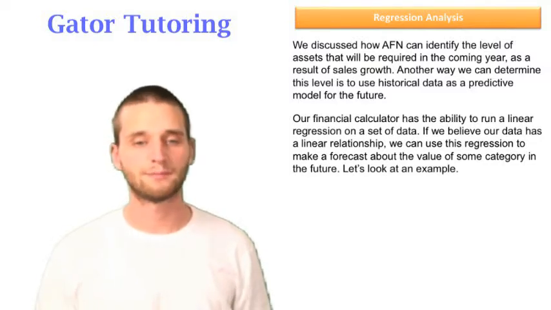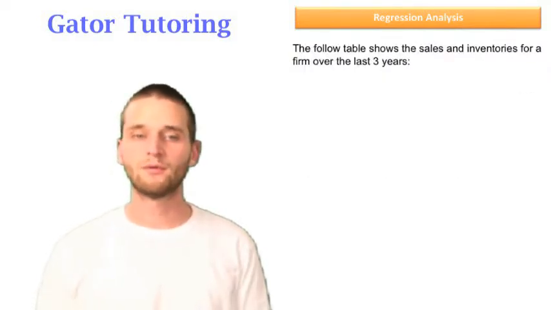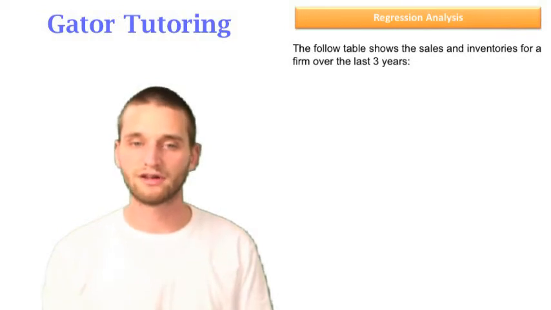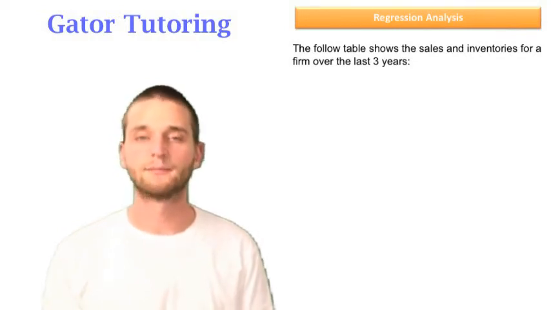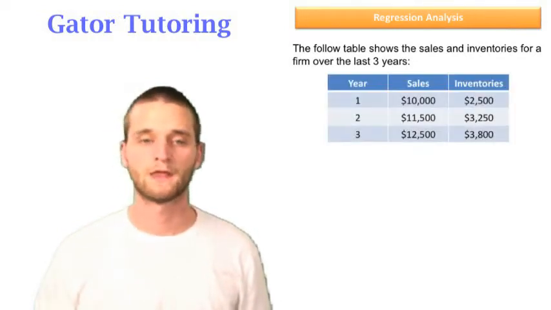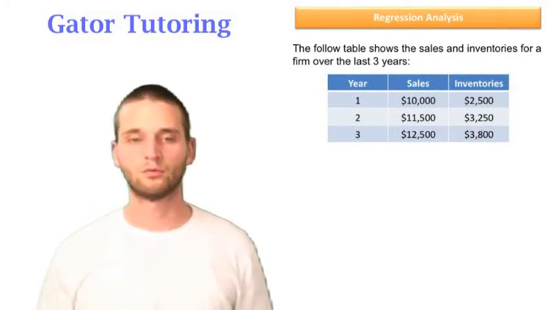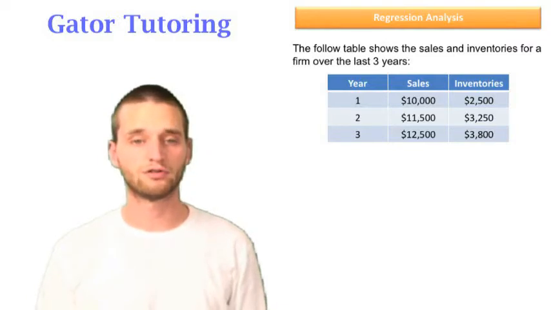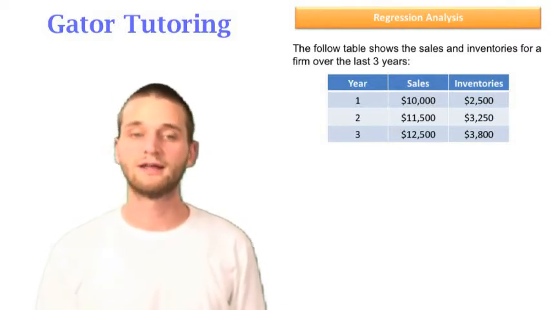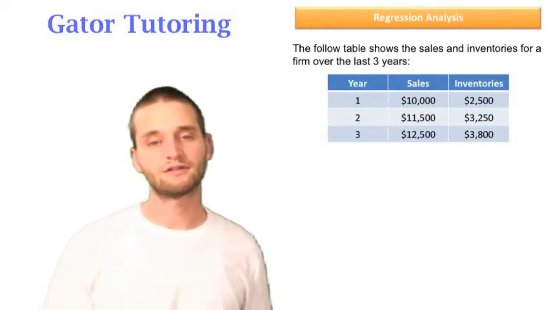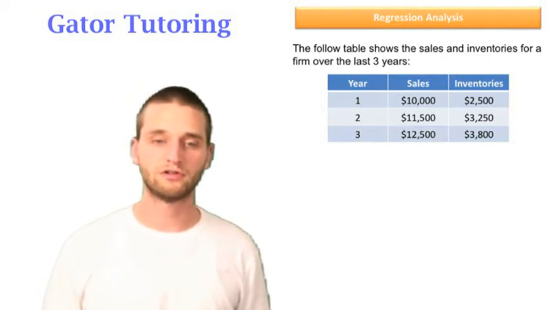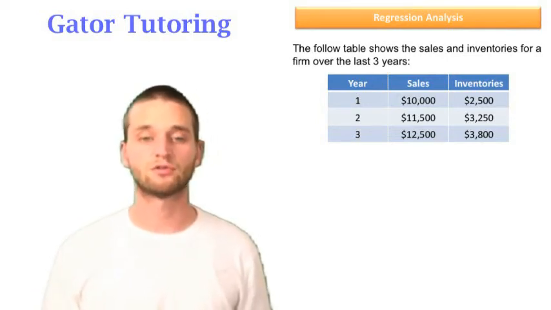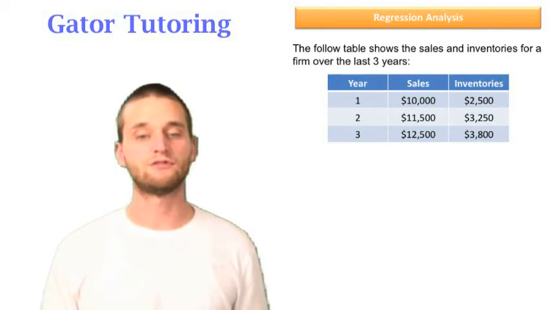So let's look at an example. The following table shows the sales and inventories for a firm over the past 3 years. So we have years 1, 2, and 3. Sales in year 1 were $10,000 and inventories were $2,500. In year 2, sales were $11,500 and inventories were $3,250. And in year 3, sales were $12,500 and inventories were $3,800.